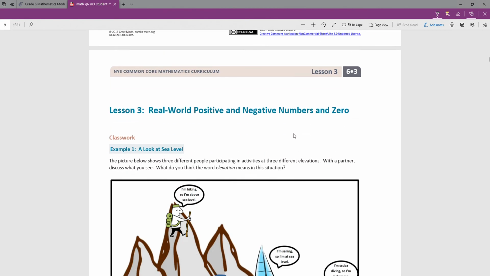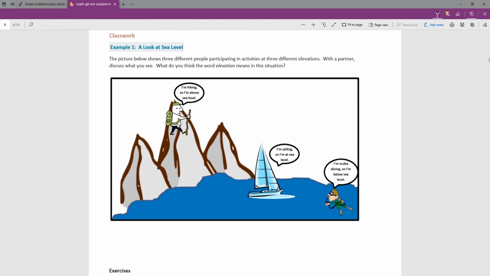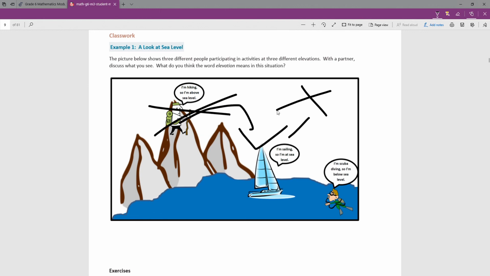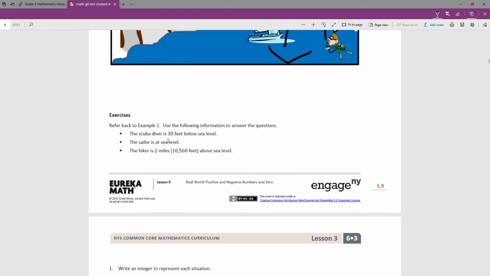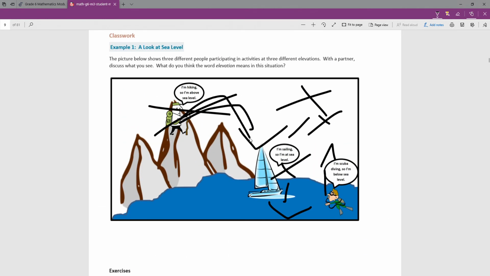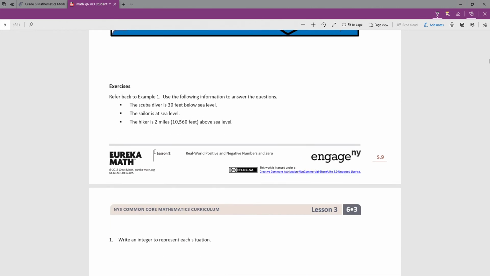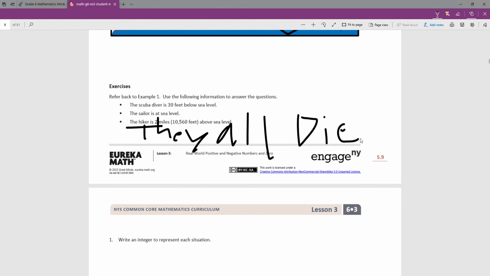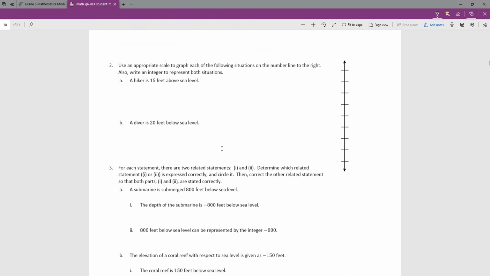Okay, now we're in lesson 3. This man is ugly. He's going to die. He falls off the cliff, and then he dies. This man, he drowns. Then he's dead. This guy also drowns, so yeah. Refer back to example 1. So example 1, he dies. They all die, so just put they all die. Simple solution to that answer.